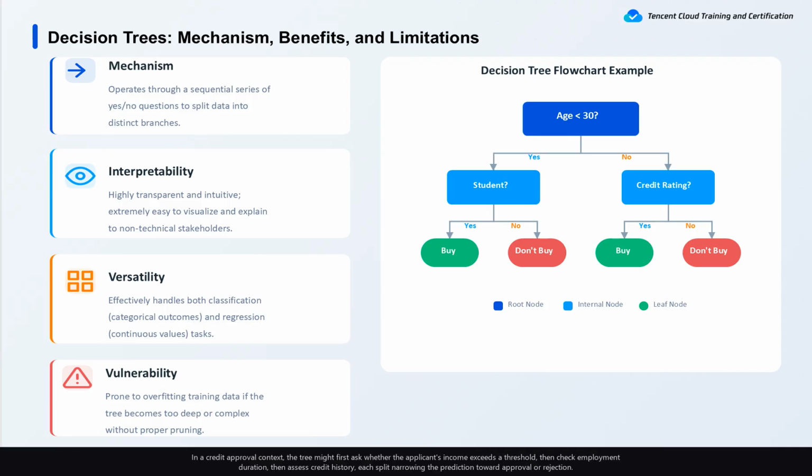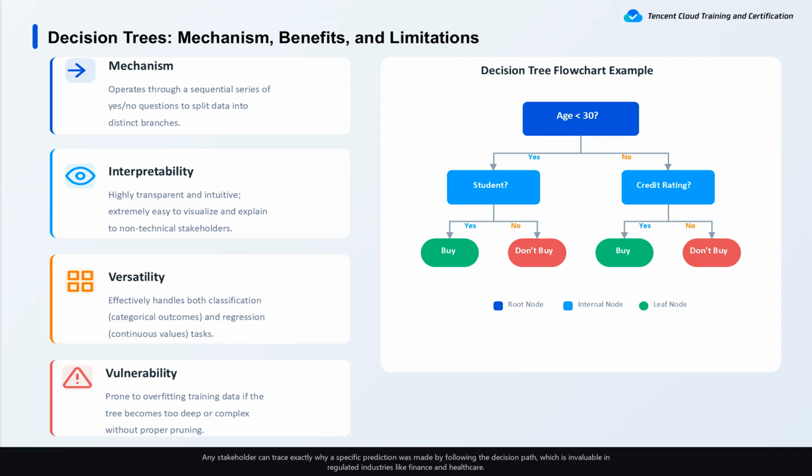In a credit approval context, the tree might first ask whether the applicant's income exceeds a threshold, then check employment duration, then assess credit history, each split narrowing the prediction toward approval or rejection. The primary advantage of decision trees is interpretability. Any stakeholder can trace exactly why a specific prediction was made by following the decision path, which is invaluable in regulated industries like finance and healthcare.